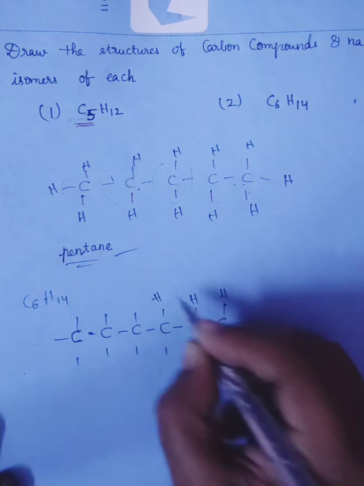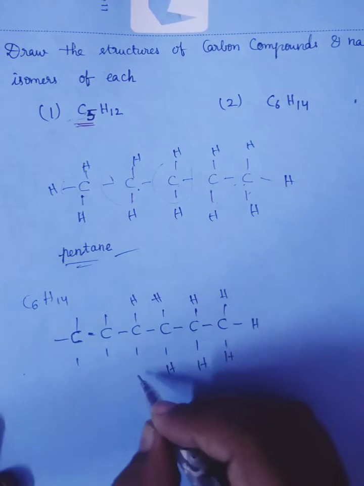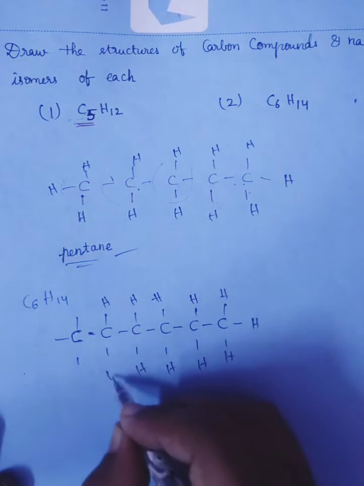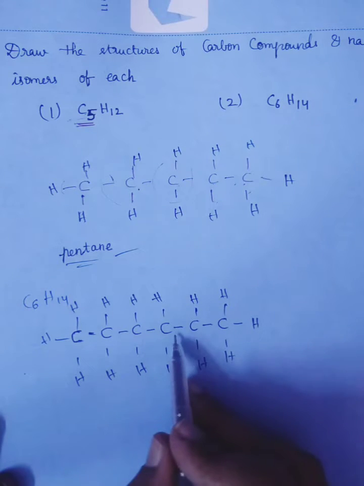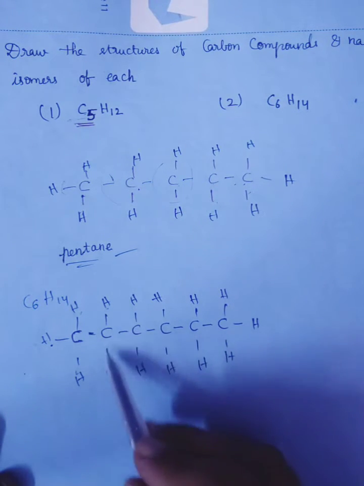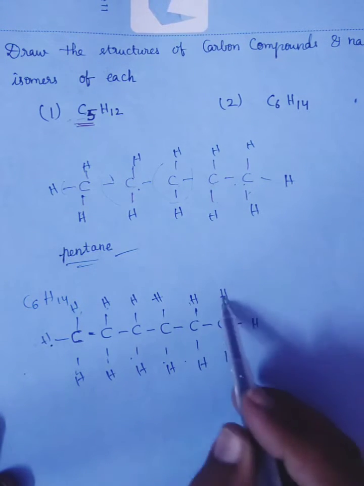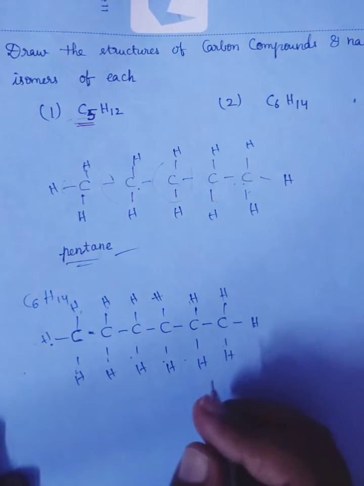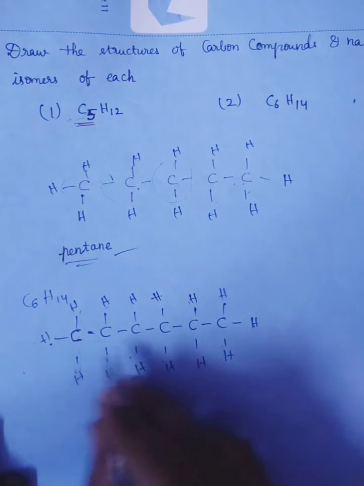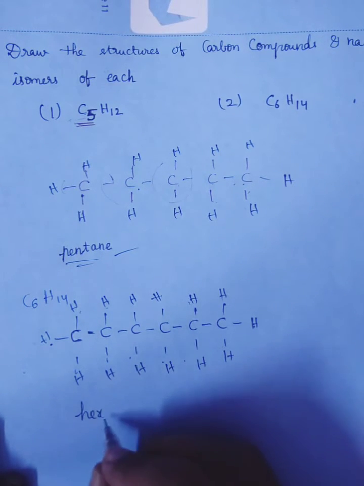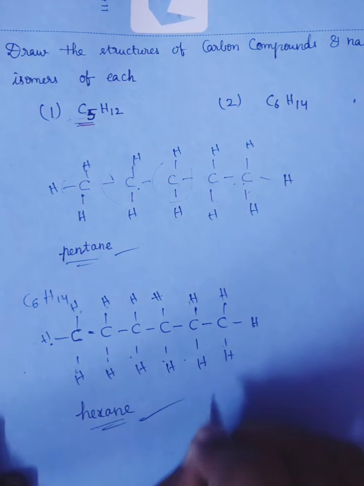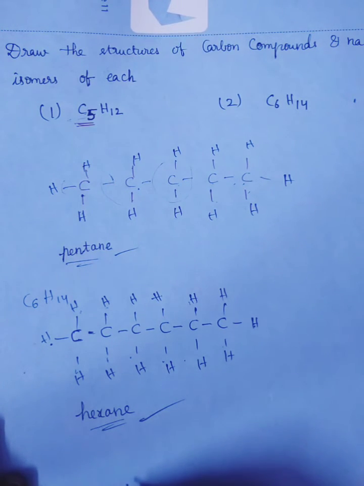Okay, then as you check, 1 2 3 4 5 6 carbons, 1 2 3 4 5 6 7 8 9 10 11 12 13 14 hydrogens. So the name will be, 6 carbons is hex and all single bonds, so that's why ane, so hexane. Okay, right.